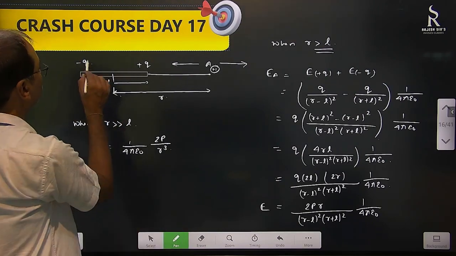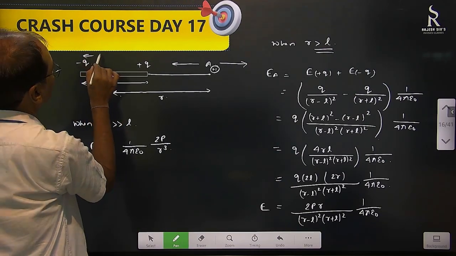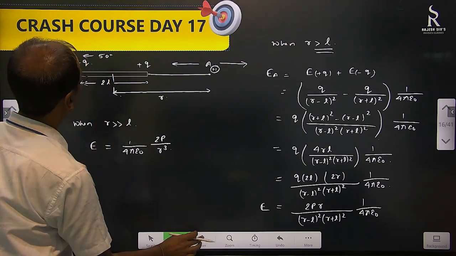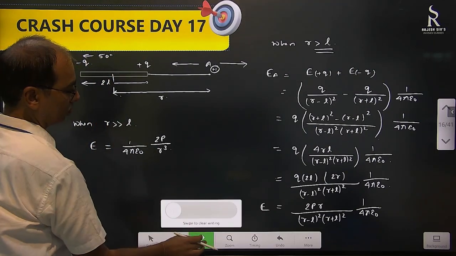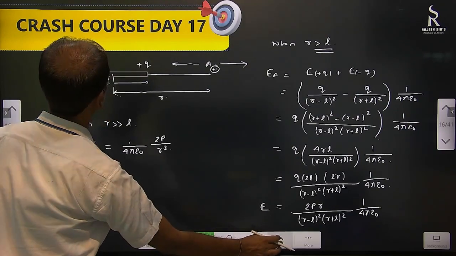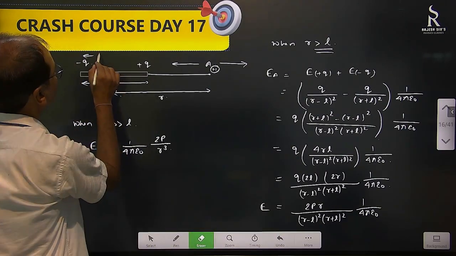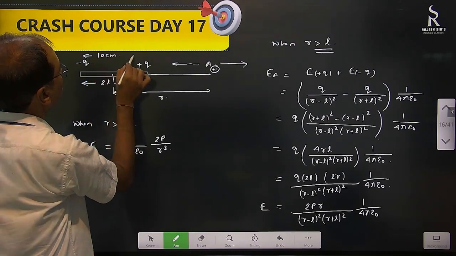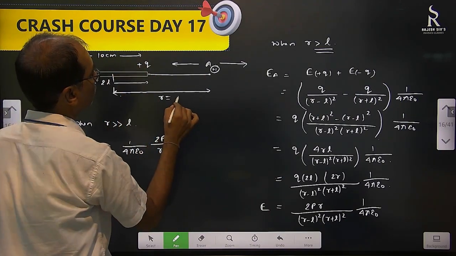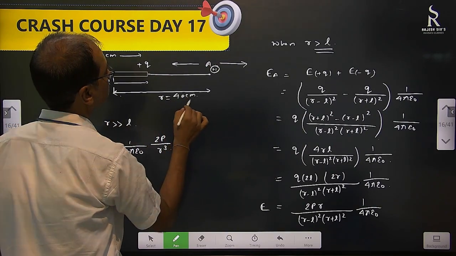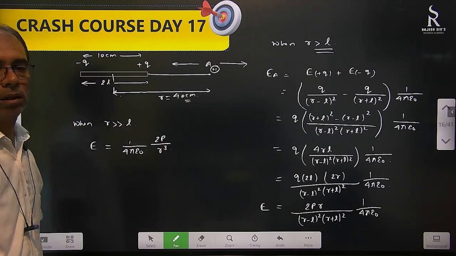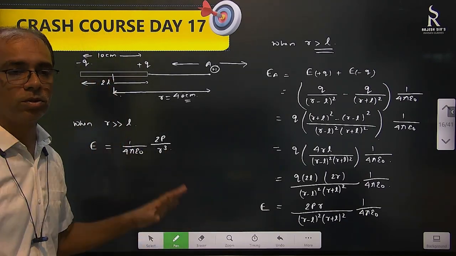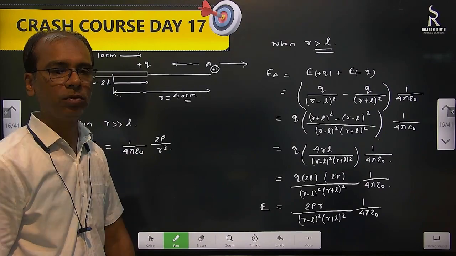What was given? It was given to you that this is something like 10 centimeter, and this r was given as 40 centimeter. Something very comparable. Now comparable means we can't do this, we have to do this. But there was an answer according to this also. We need to be careful.